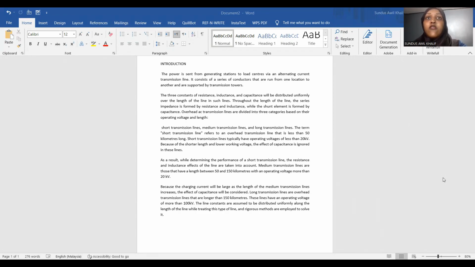The line is assumed to be distributed uniformly along its length, and rigorous methods are employed while treating this type of line to solve it.